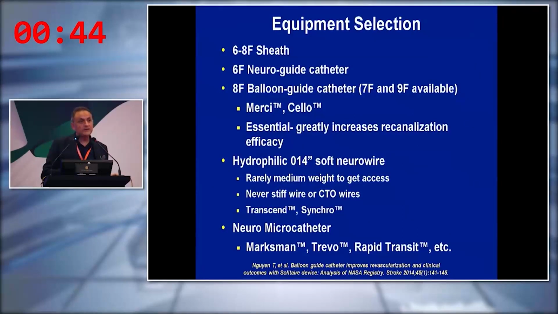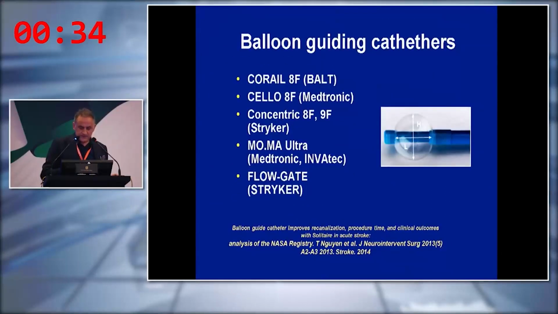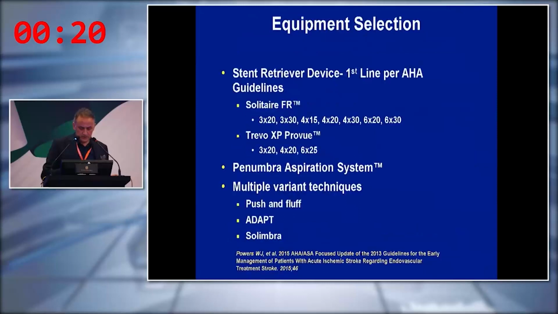And the microcatheter is important. They are a little bigger than our usual microcatheters in terms of lumen. We have Maximum, Trevo, Rapid Transit, etc. With balloon guiding, after placing the guide, we inflate the balloon, very similar to the MoMA. We used to use the MoMA catheter, so it's exactly the same.